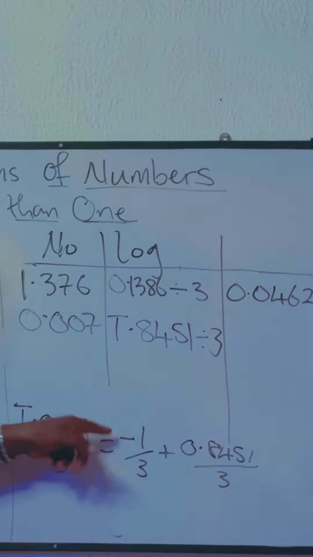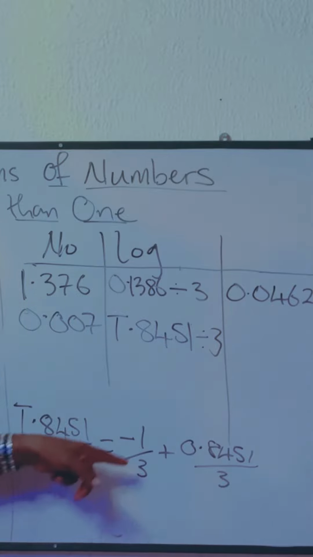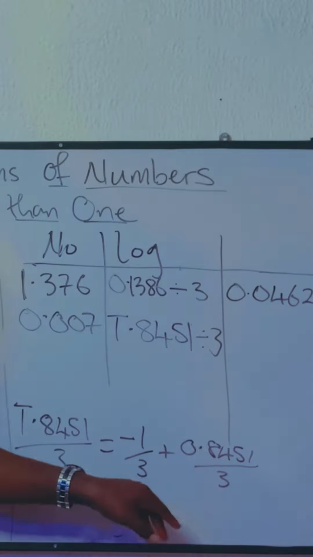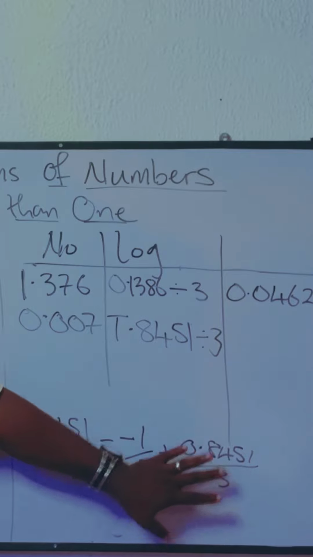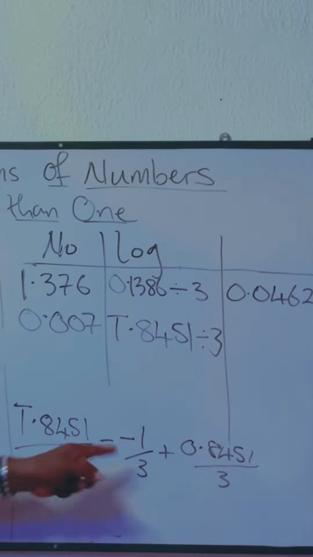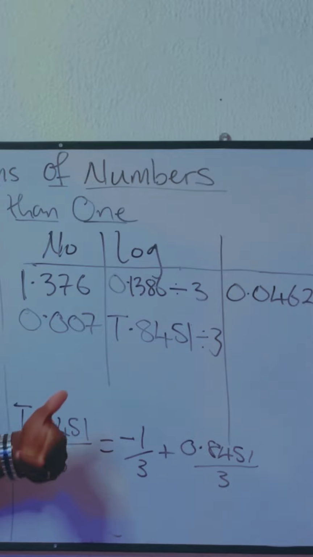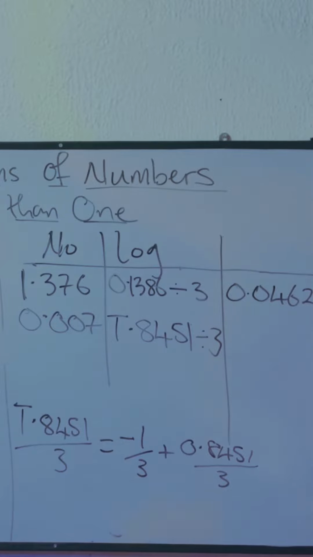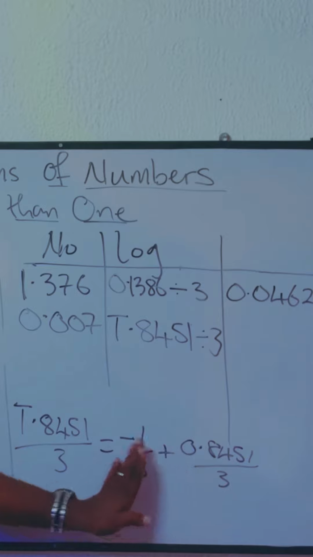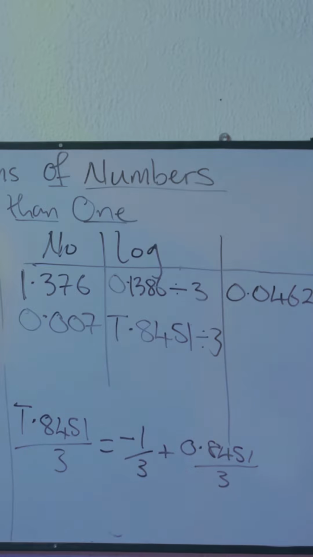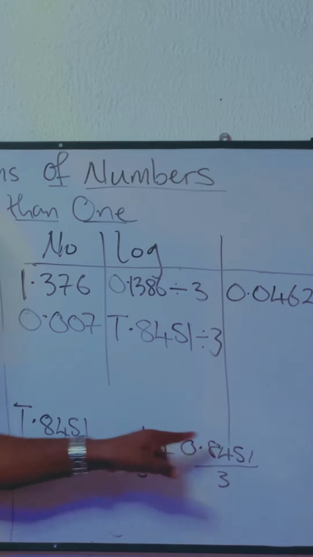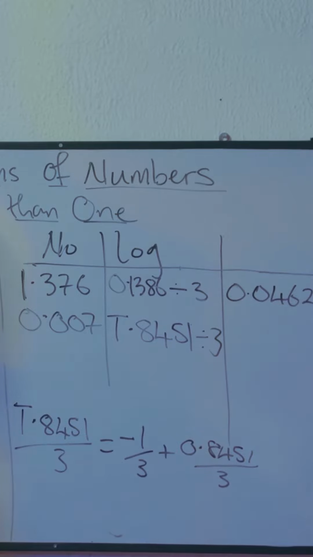This is negative 1 divided by 3, and this is 0.8451 divided by 3. It's easy to divide this one, and it will still stay the way it looks. But if you divide this one, you're going to get decimals. But now we don't want to get decimals in the characteristic part. We still want it to just be a whole number, a single number. So what do we do? We're going to perform an operation now that will change the appearance of this, but not necessarily the value.